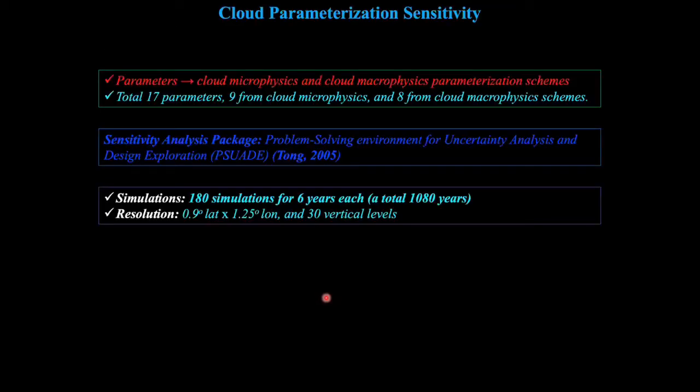So next I will talk about some cloud parameterization sensitivity work that we have done recently, which just got published online a couple of days ago. What we did here is we perturbed 17 parameters from the cloud microphysics and macrophysics parameterization scheme. Then we did a sensitivity analysis using a software package which perturbs the parameters and looks at the sensitivity. We conducted 180 simulations for 6 years each, so it's around 1100 years of simulations, on a 1 by 1 degree model.